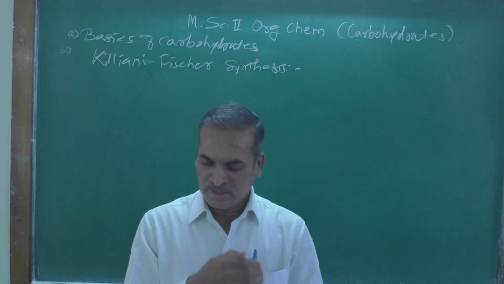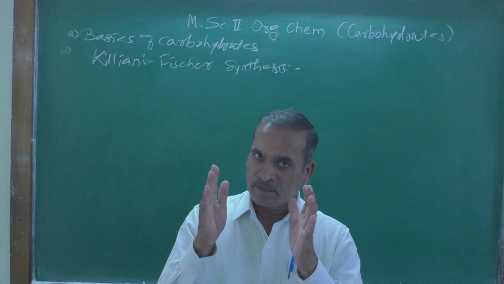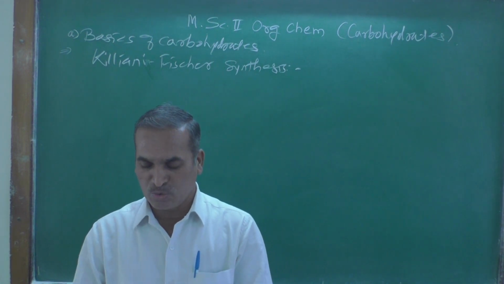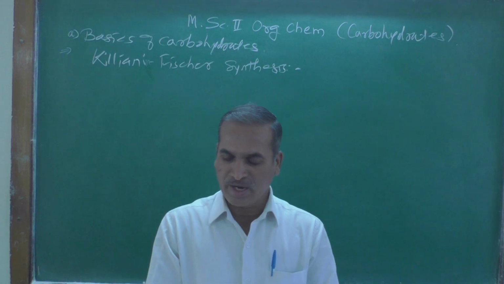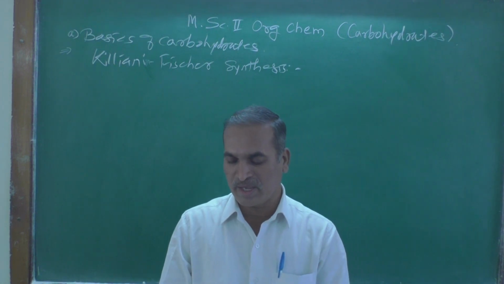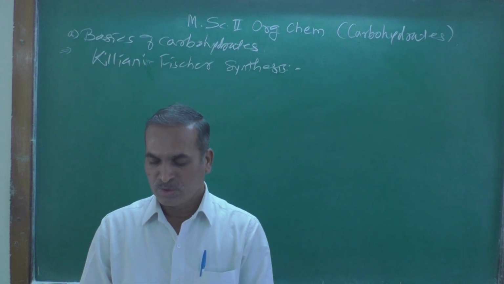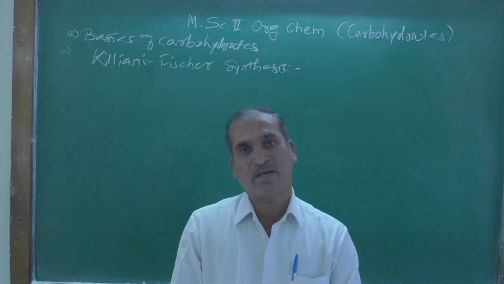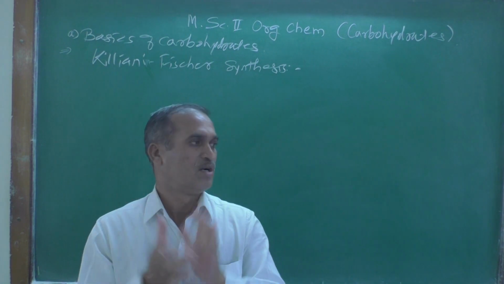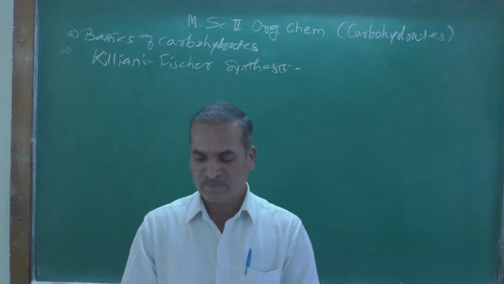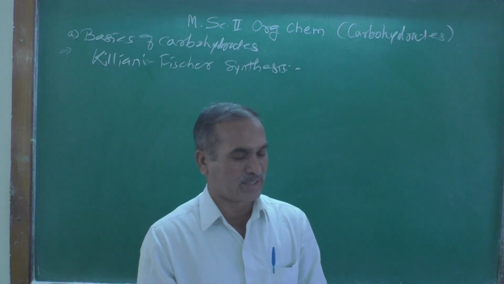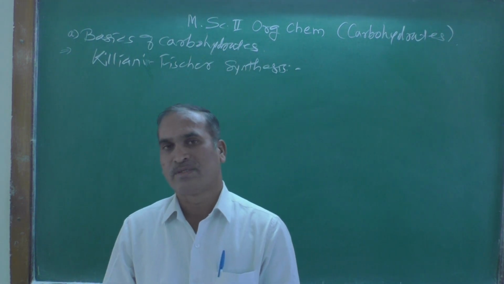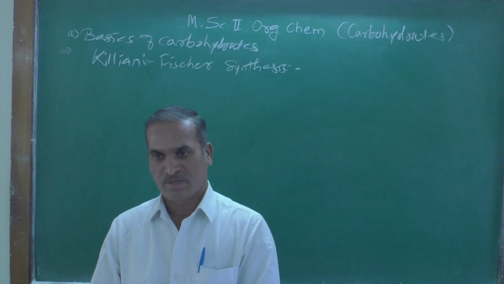During this reaction, cyanide adds to the CHO group and generates a new asymmetric carbon atom, so two diastereomeric cyanohydrins are produced. This is the first point you should remember while discussing the Kiliani-Fischer synthesis.